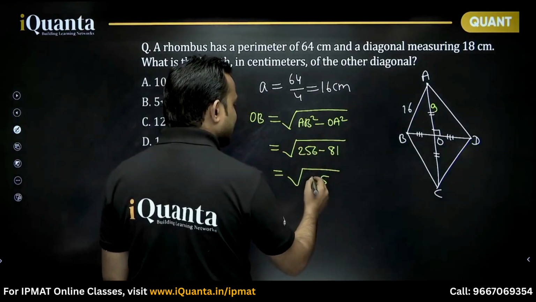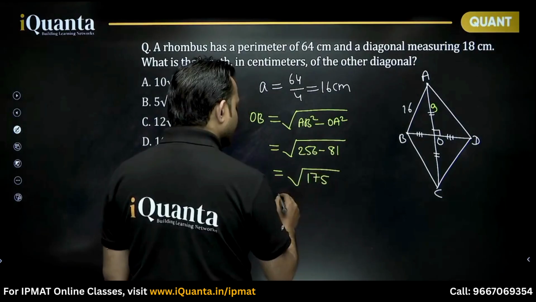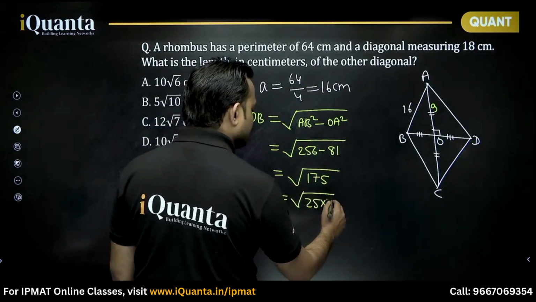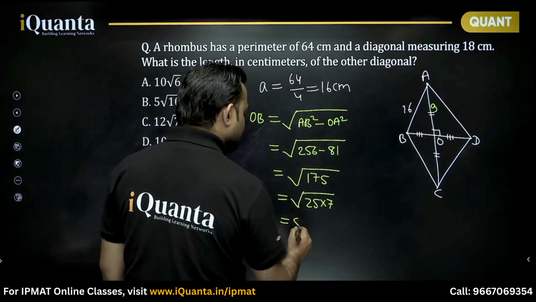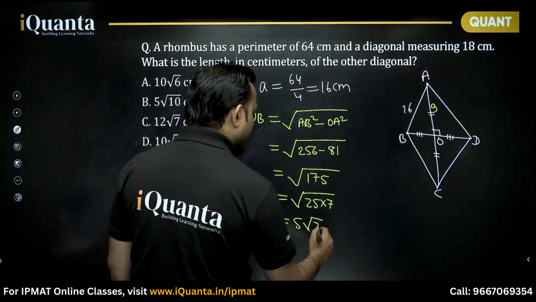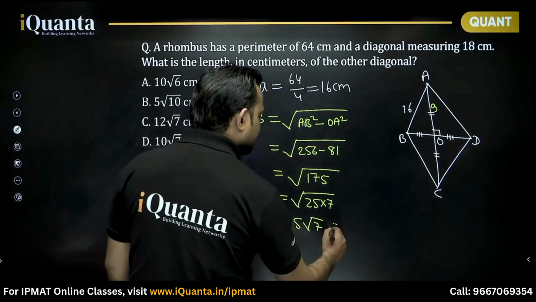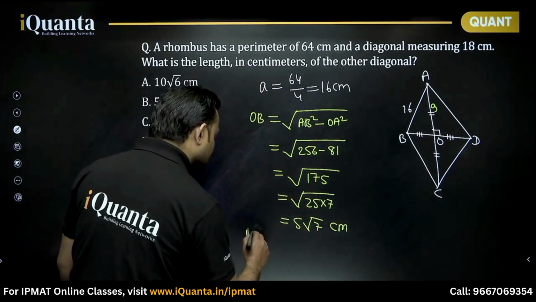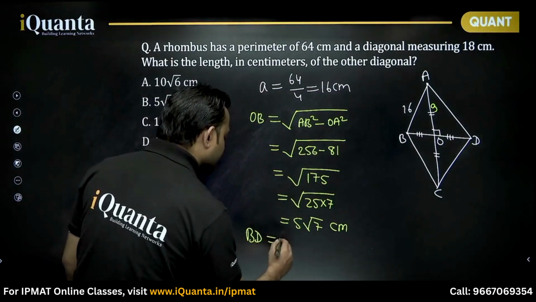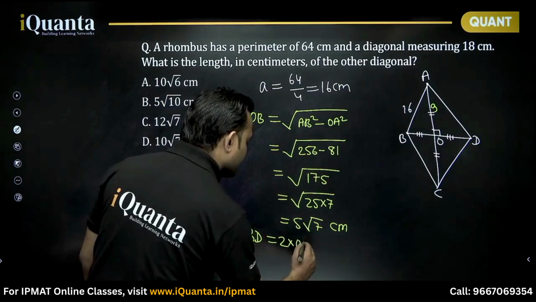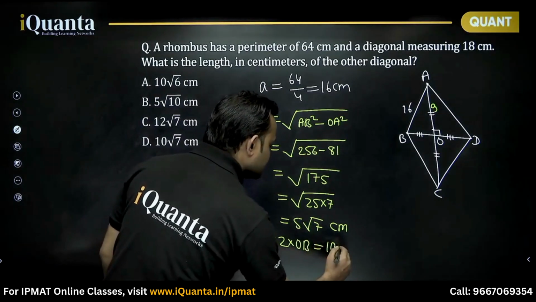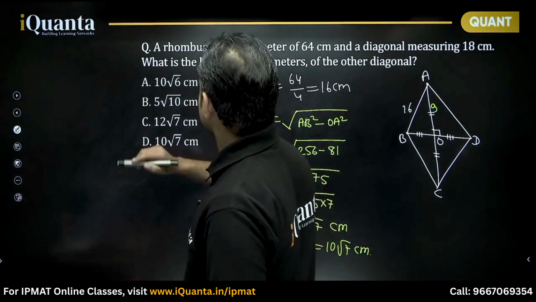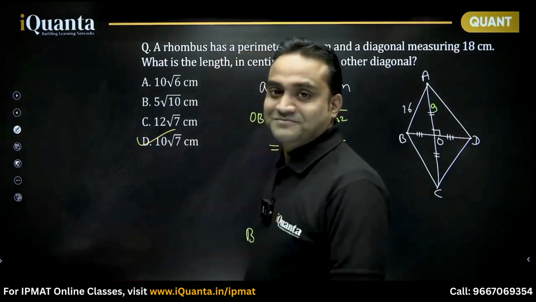This gives us 175, which we can write as 25 into 7. 25 square root is 5. So 5 root 7 centimeter. This will be the length of OB. Now if I need to find the other diagonal, which is BD, BD will be twice of OB, which will give us 10 root 7 centimeter. So our answer is option D. All right.